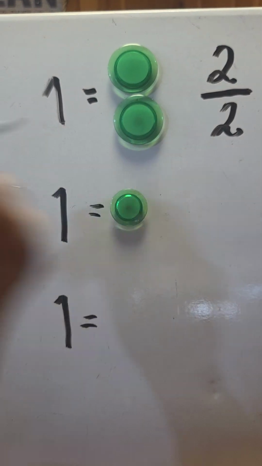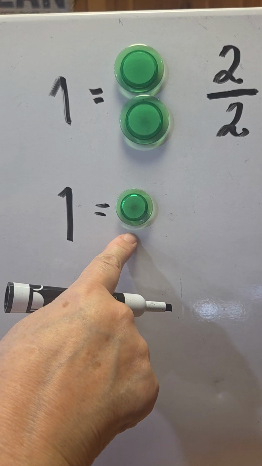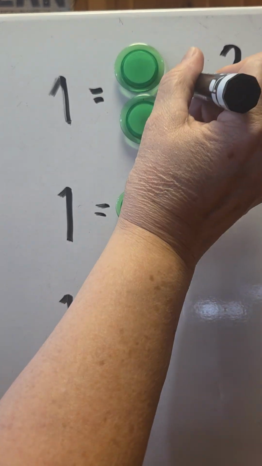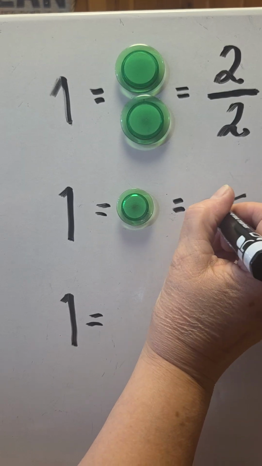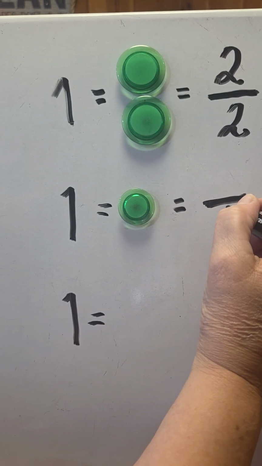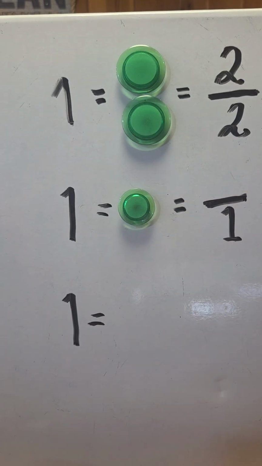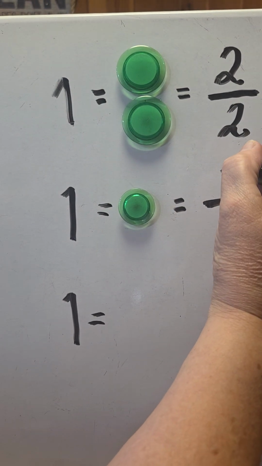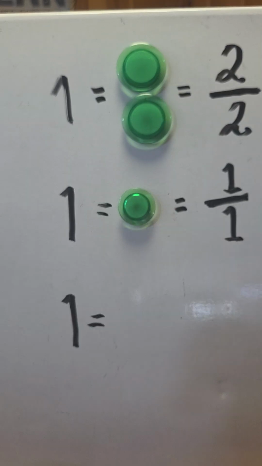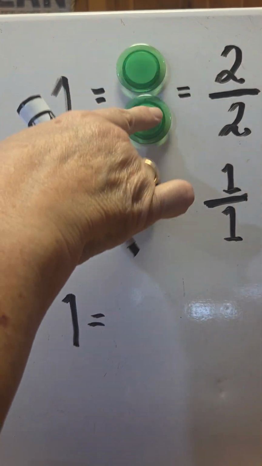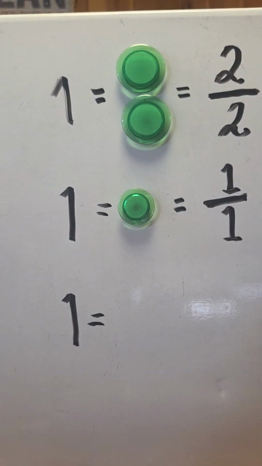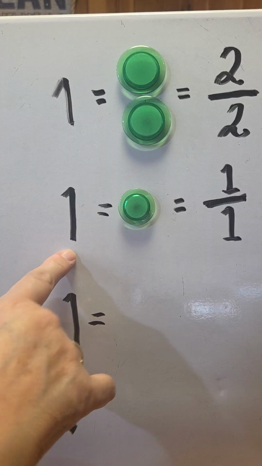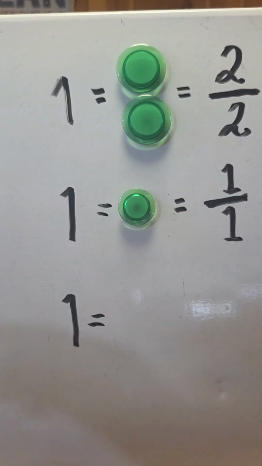Oh, let's do this one. How many is in this group right here? 1. So I need my fraction bar. The 1 goes down here. Now I got to ask a question about it. How many are green? So when looking up here, 2 out of 2 are green. When I'm looking at this one, it's 1 out of 1 is green.